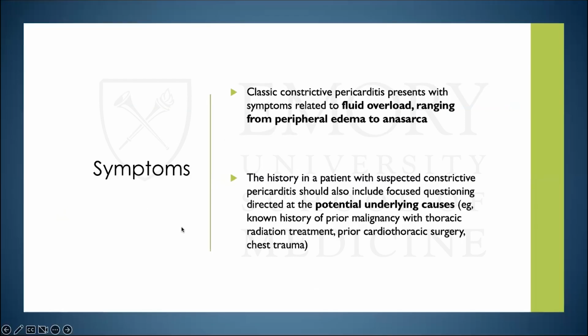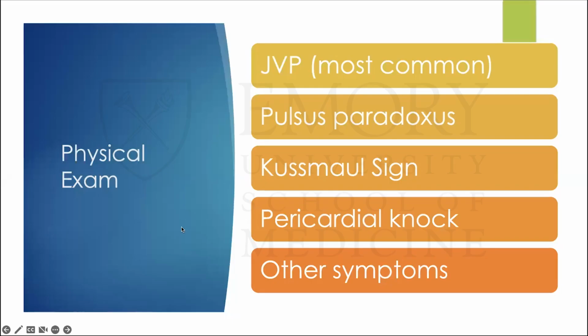The classic symptoms you think of are predominantly related to volume overload, more like right-sided heart failure type symptoms. So peripheral edema. In more severe cases, you can have diffuse anasarca. But when you're talking to a patient where you're suspecting constrictive pericarditis, try to focus on questioning about potential underlying causes. Do you have a history of prior malignancy? Did you get prior radiation, prior surgery or trauma? It's important to elicit those details in the patient's history. They can tell you a lot.